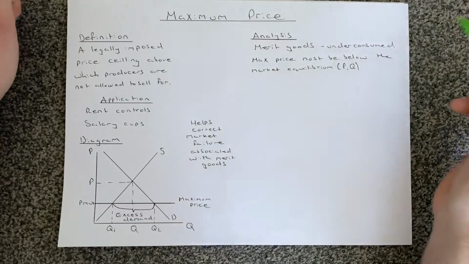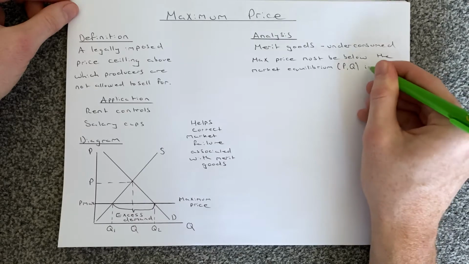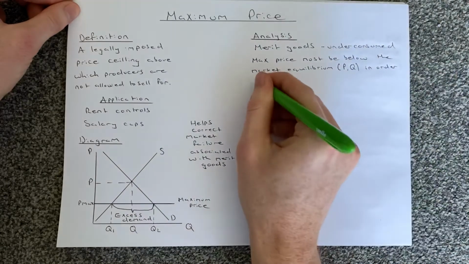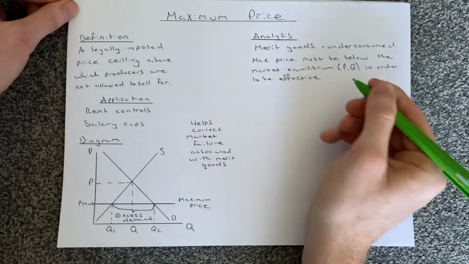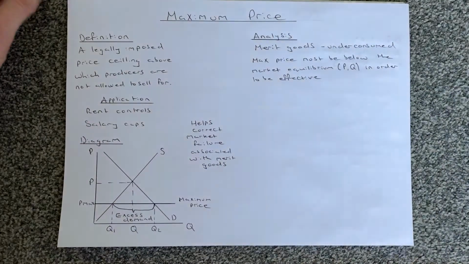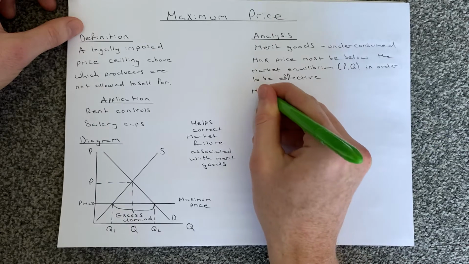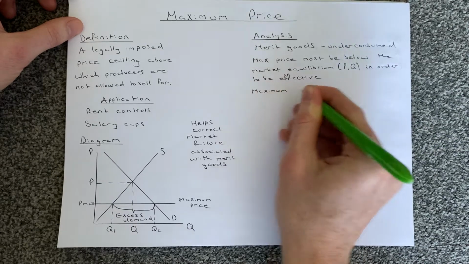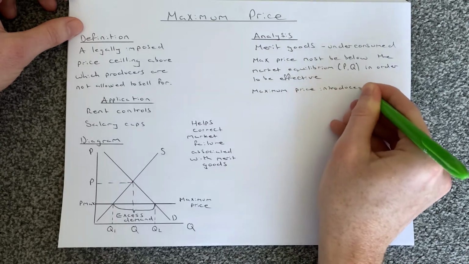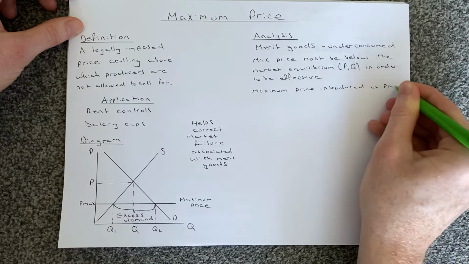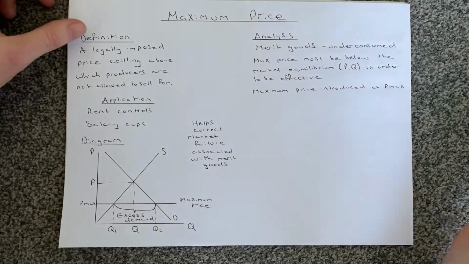So merit goods are underconsumed. The max price must be below the market equilibrium in order to be effective. So the maximum price is introduced at P max. Okay, so let's explain what this means.